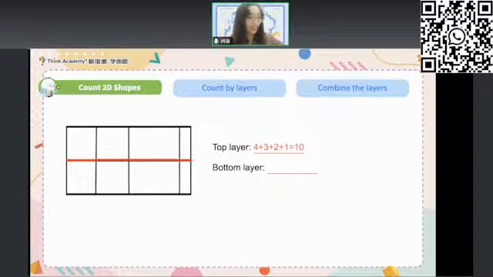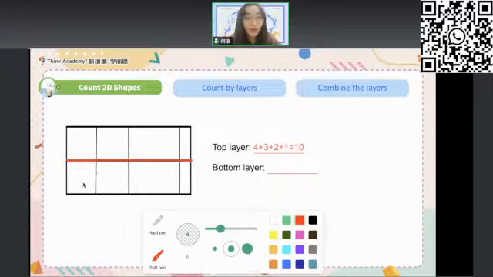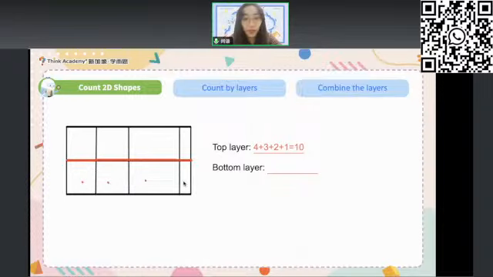Again, how many rectangles are there? Yes, you will see that actually it is the same, right? So we start from the 4 smallest ones. 1, 2, 3, 4. So altogether, how many rectangles? It should be 4 plus 3 plus 2 plus 1. That is 10. But can we just stop here? No. Do remember to combine the layers.